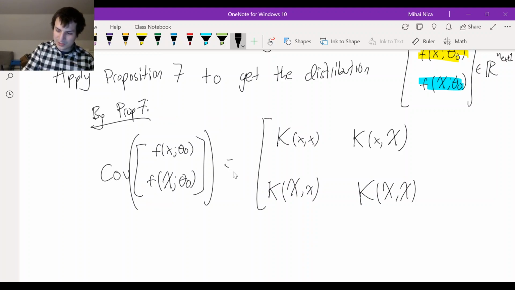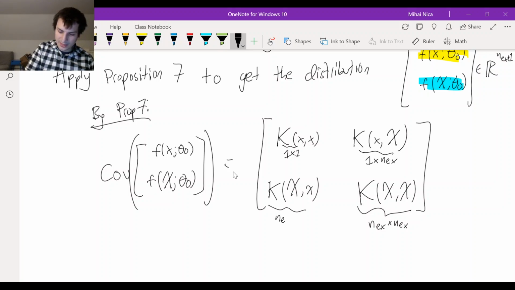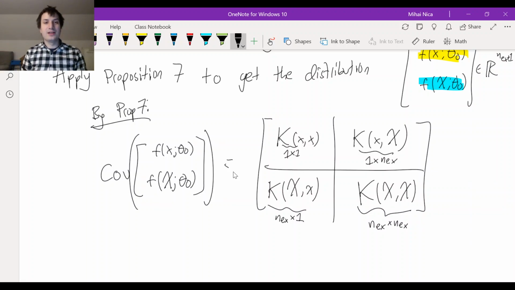K of xx. So this is an nx plus 1 by nx plus 1 matrix. I'm writing it in block form, where this is an nx by nx matrix. This is a 1 by 1 matrix. This is a 1 by nx matrix. And this is an nx by 1 matrix. So this is the block version of the covariance matrix. And that's what it is at initialization.